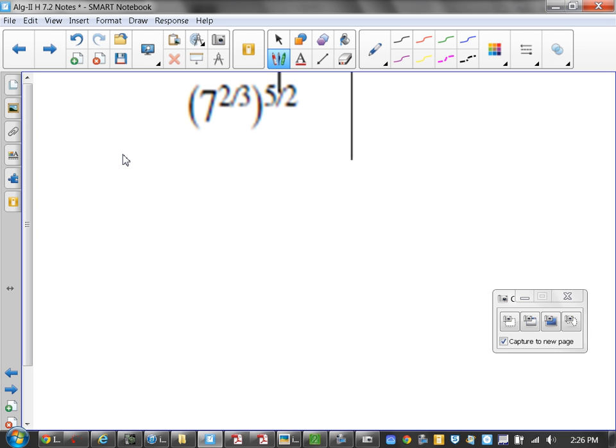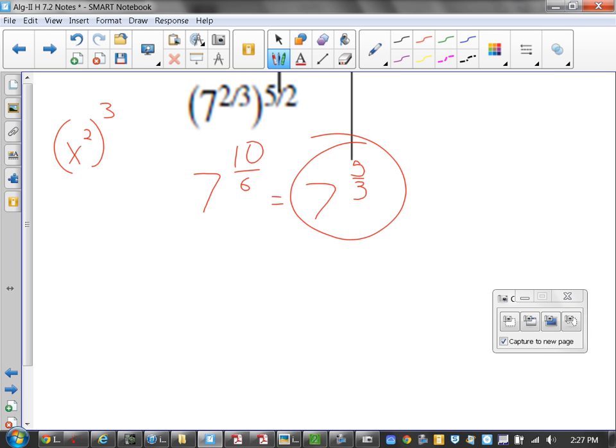7 to the 2/3 raised to the 5/2. Remember, this is mirroring the same idea as power to power. When you have power to power, what do you do? Multiply. Now, when you're multiplying fractions, you're multiplying straight across, numerator to numerator, denominator to denominator. Here you get 7 to the 10 sixths. And can you simplify 10 over 6? Yeah. What do you get? 5/3. And there's your result. We're just rewriting it in terms of the exponents.